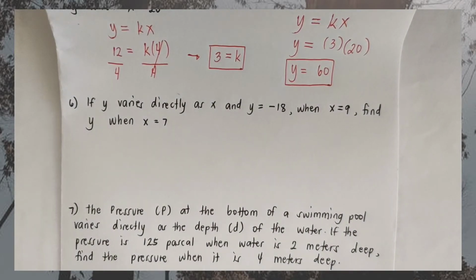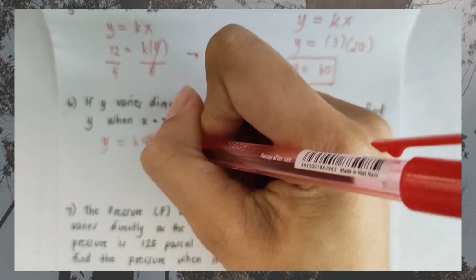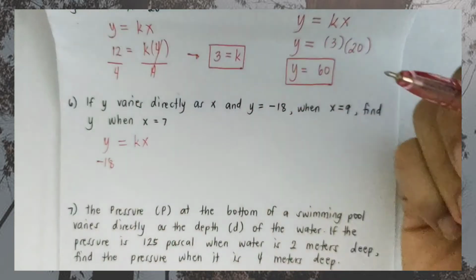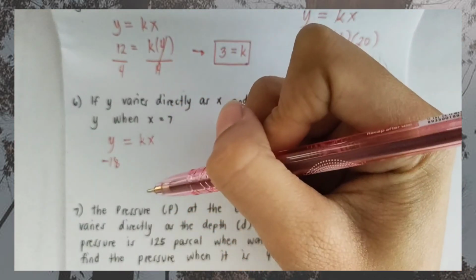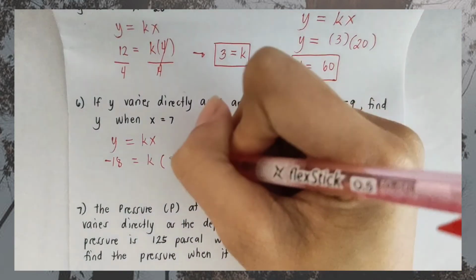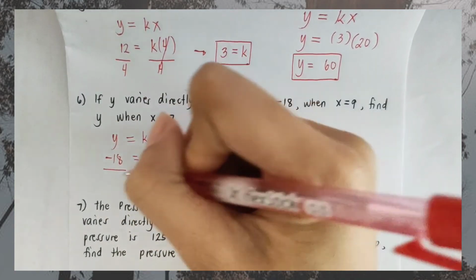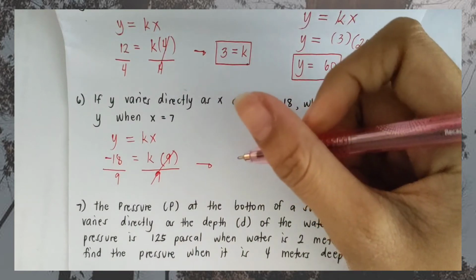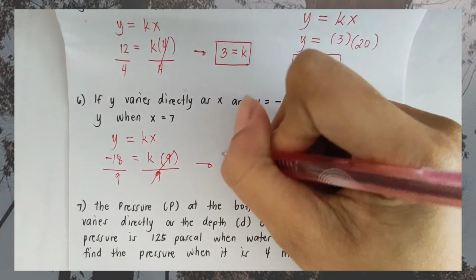If y varies directly as x and y is equal to negative 18 when x is equal to 9, find y when x is equal to 7. Again, substitute for the values of your y and x. But before that, you need to write the equation of the direct variation. We have y is equal to kx. Your y is negative 18. And then negative 18 is equal to k, and then x is 9. So divide both sides by 9. Negative 18 divided by 9 is negative 2. This is now your k.